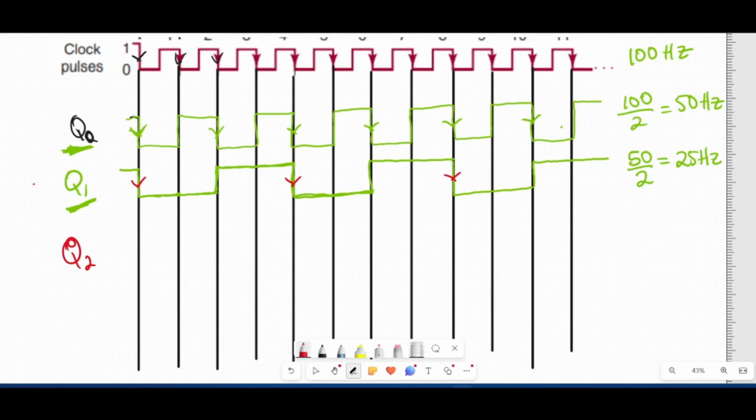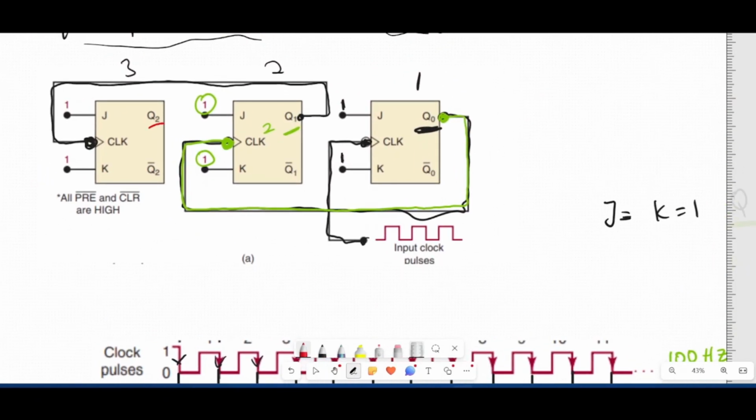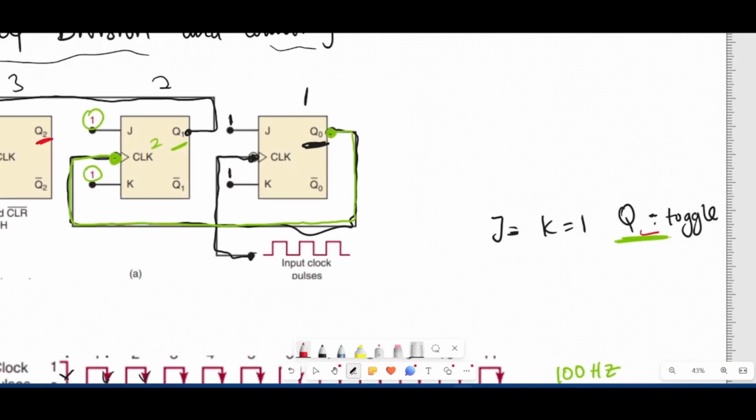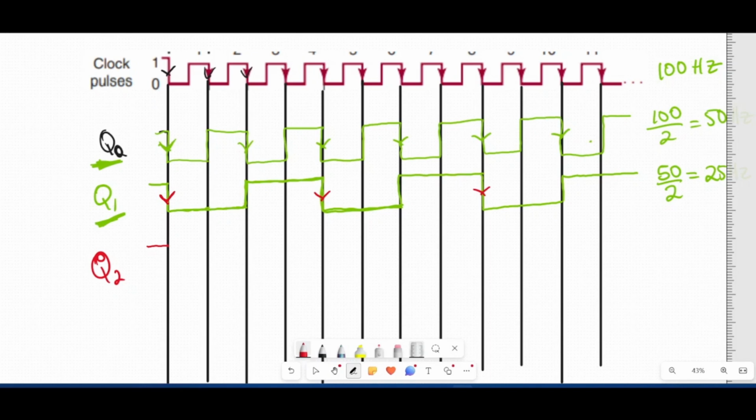NGT. Now, assuming Q2 is equal to 0 initially, we have reached our first NGT. At this point, we know that for Q2, J is 1 and K is 1. So Q will toggle at each point. So let's start toggling Q2. At this, we have met our first NGT.